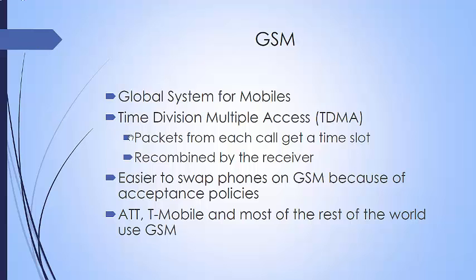Also mentioned in class, it's easier to swap phones on a GSM network because of their acceptance policies. In particular, you can take the SIM card out of one phone, pop it in another phone, and it has to work. That's because in the European and world markets, they mandated that to be a GSM phone, you have to accept SIM cards from any carrier. AT&T, T-Mobile, and most of the rest of the world use GSM. Some of the other carriers that we mentioned earlier do not, along with, I believe, Sprint. Sprint uses CDMA.